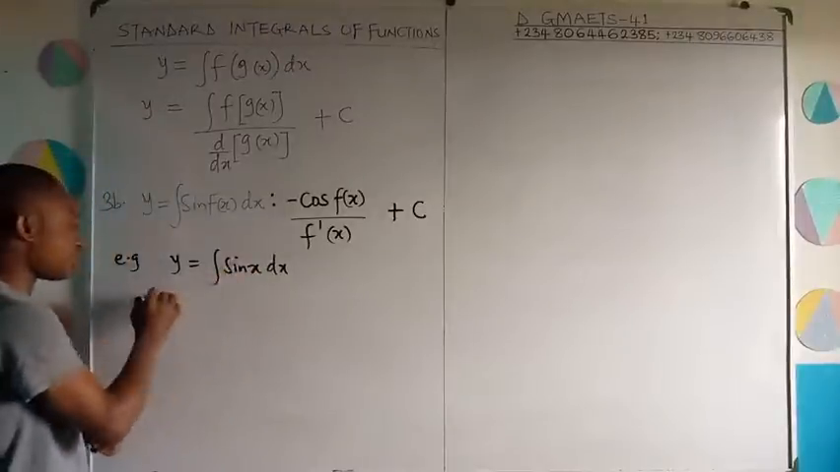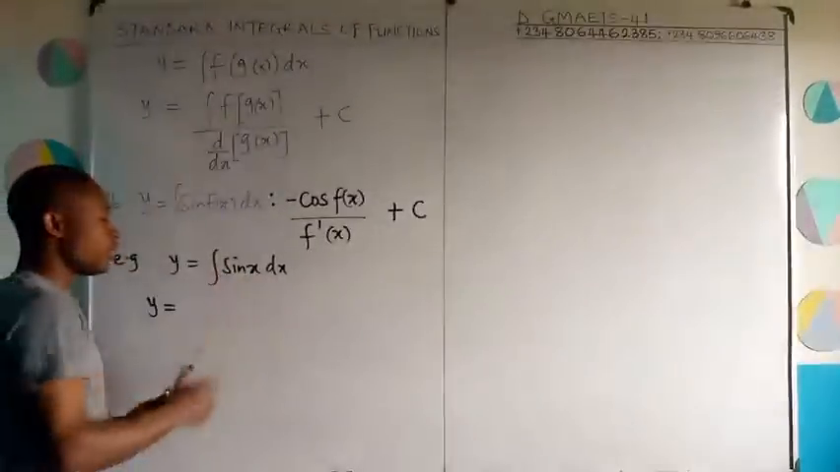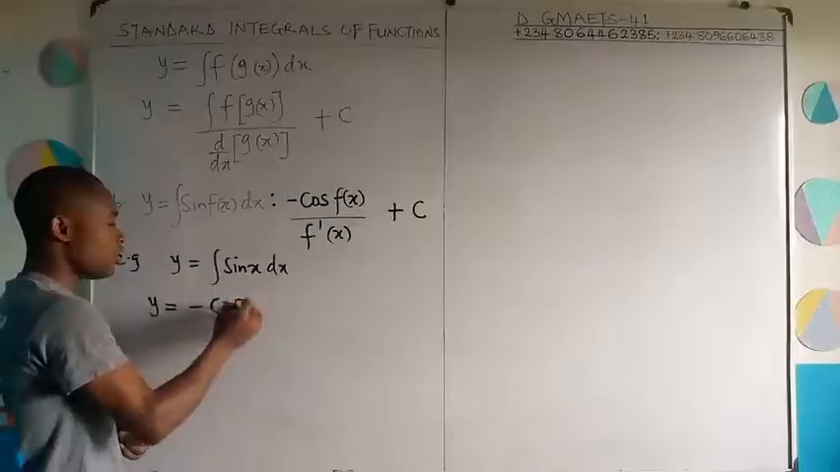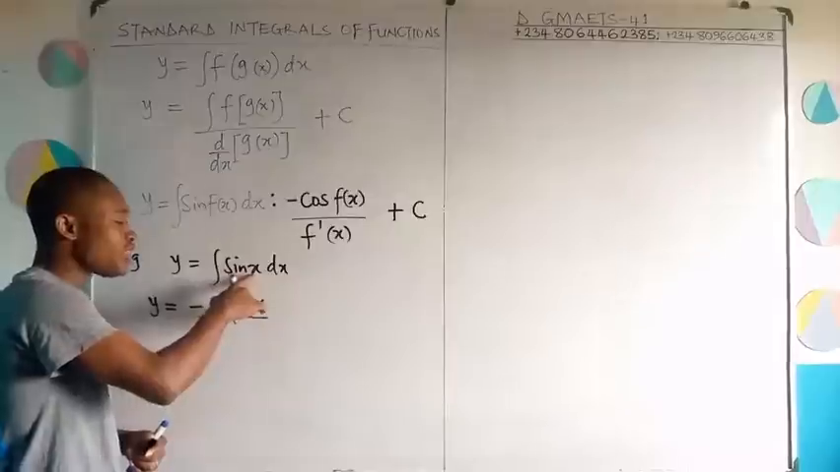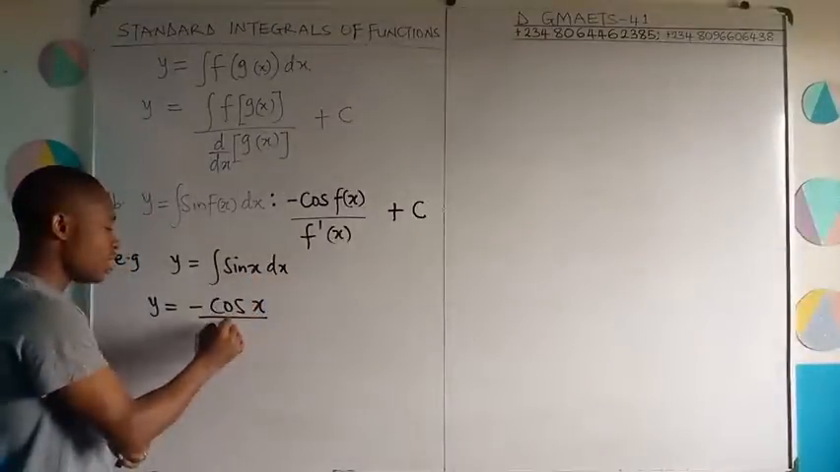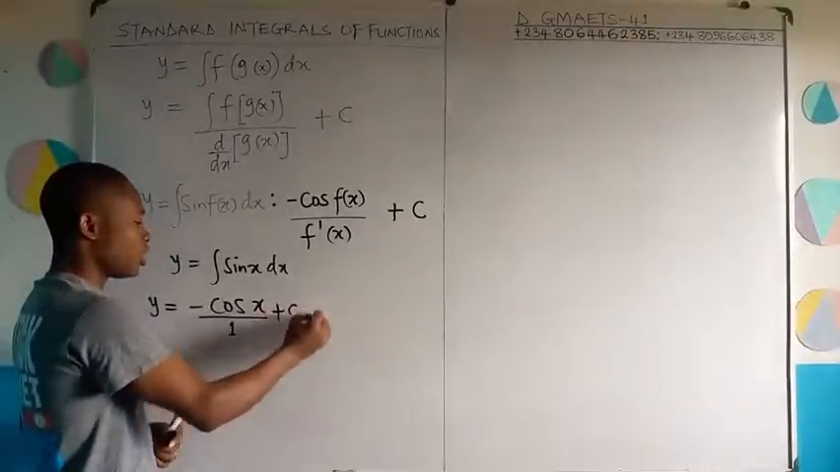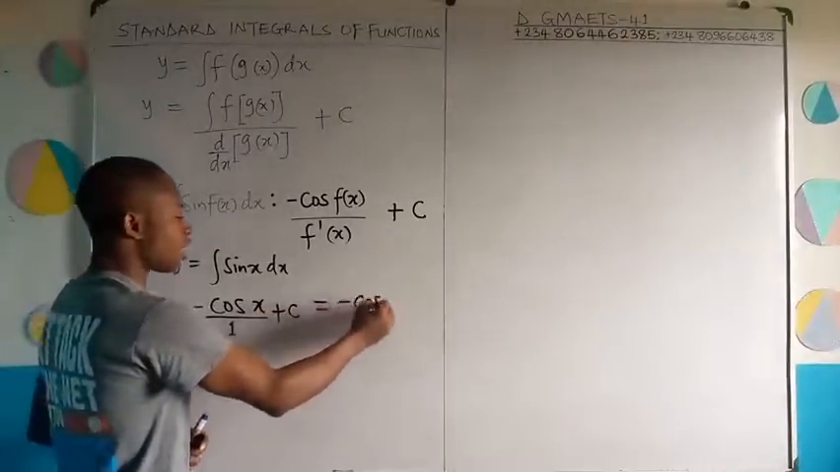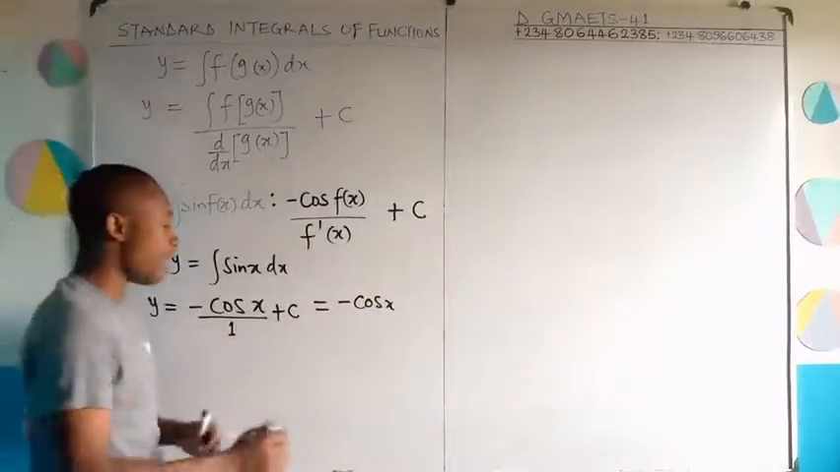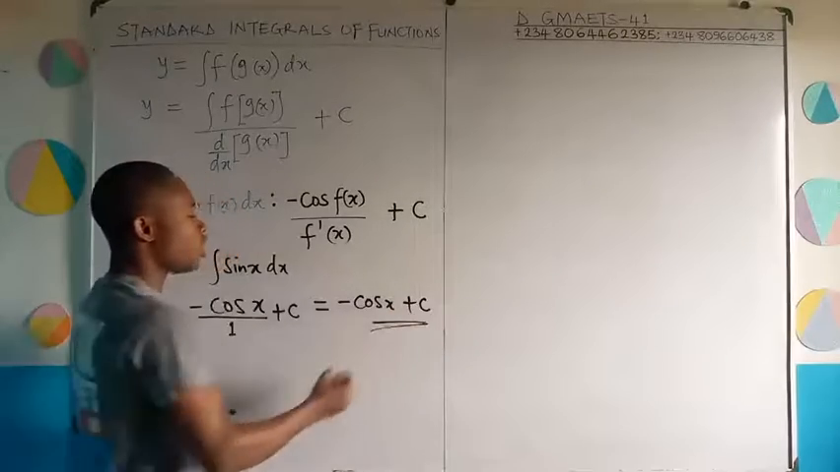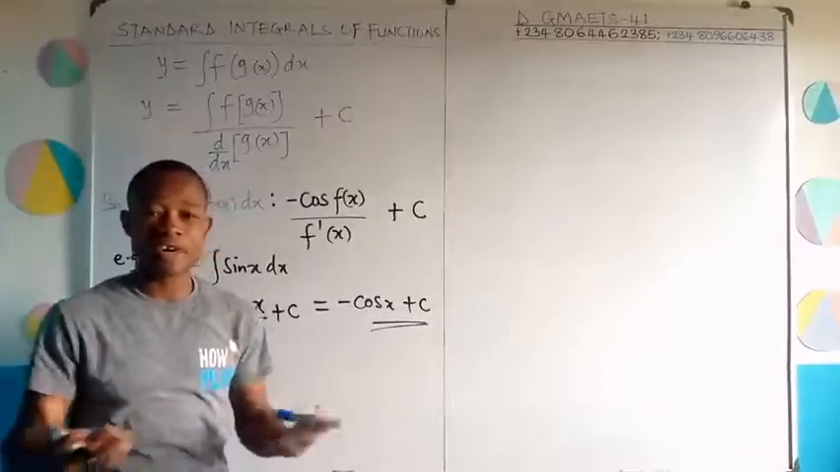Sine x, what would it give to us? This would be y equal to, we will integrate the major function sine, giving us minus cos of the minor function x, then divided by, we shall differentiate the minor function x, and if you differentiate x with respect to x, you will get 1, so we'll put plus c. And so if you simplify this, this is minus cos x. If you divide a term by 1, you are going to get that term. So this is simply minus cos x plus c. And of course, no wonder we will be told generally that if you integrate sine, you are going to get minus cos x.